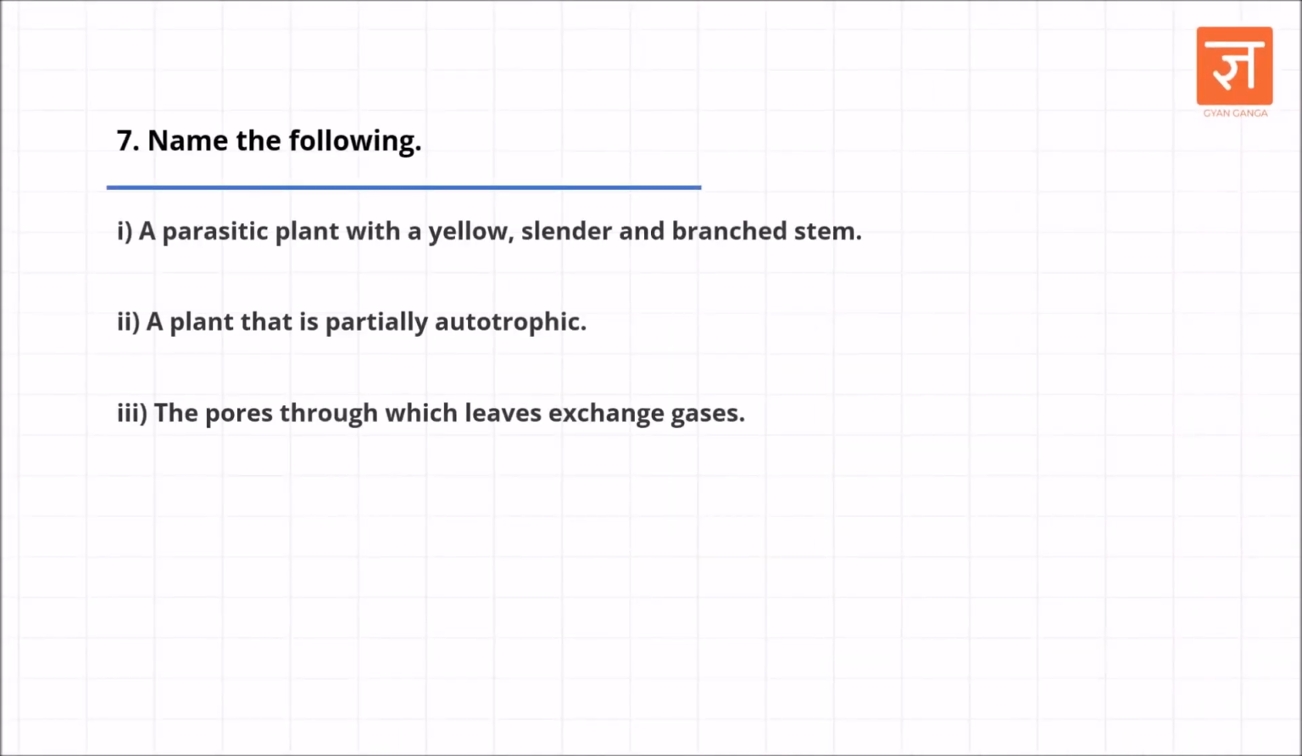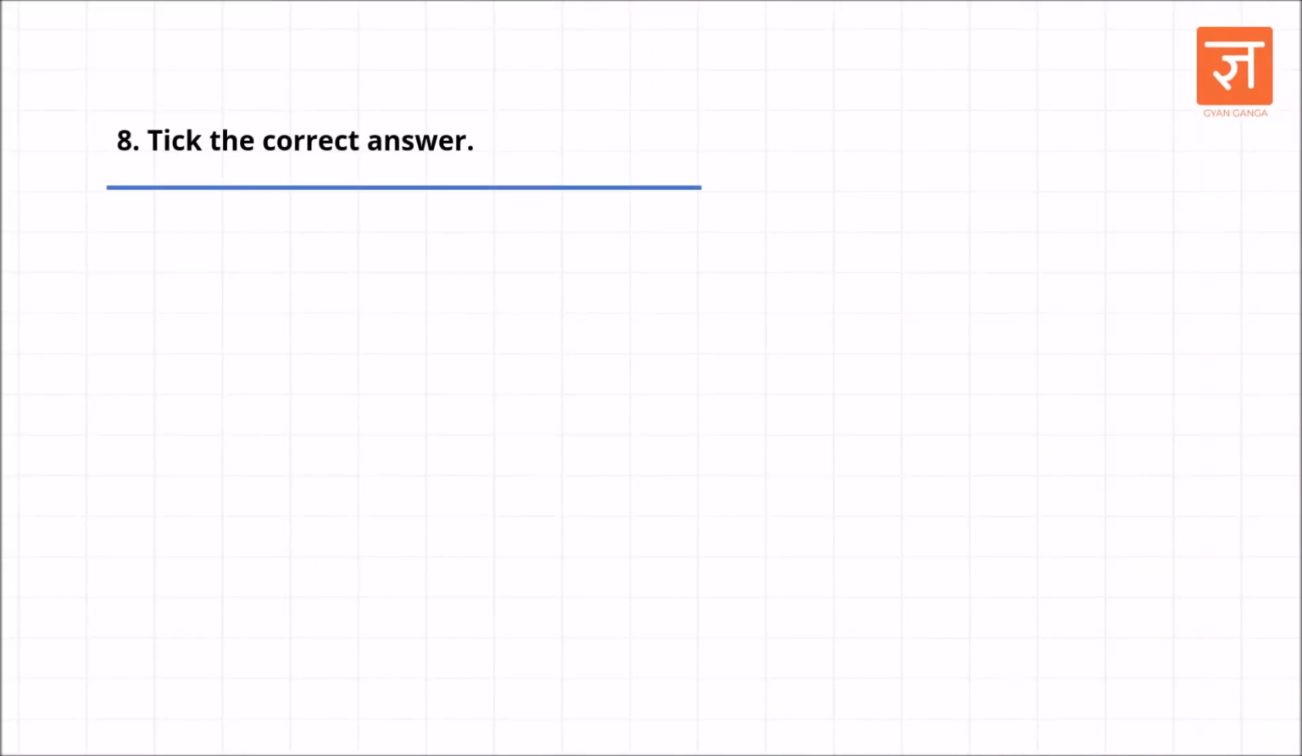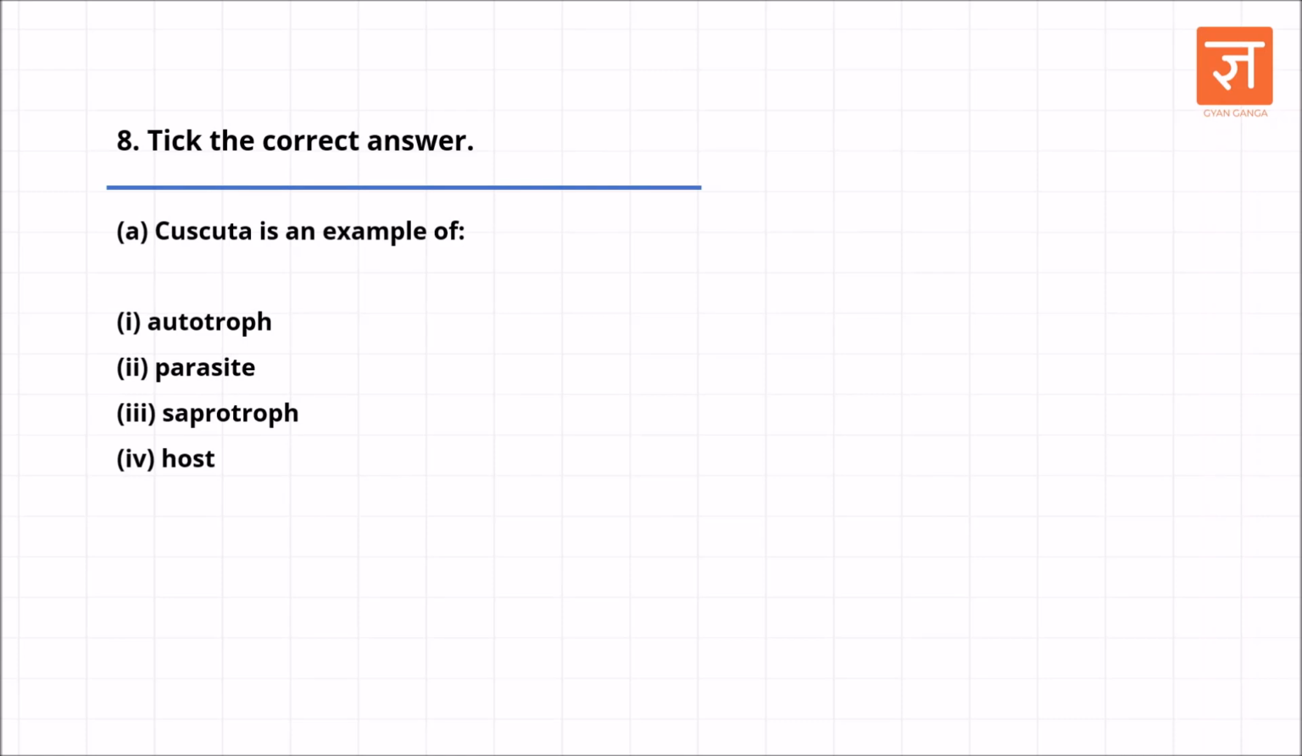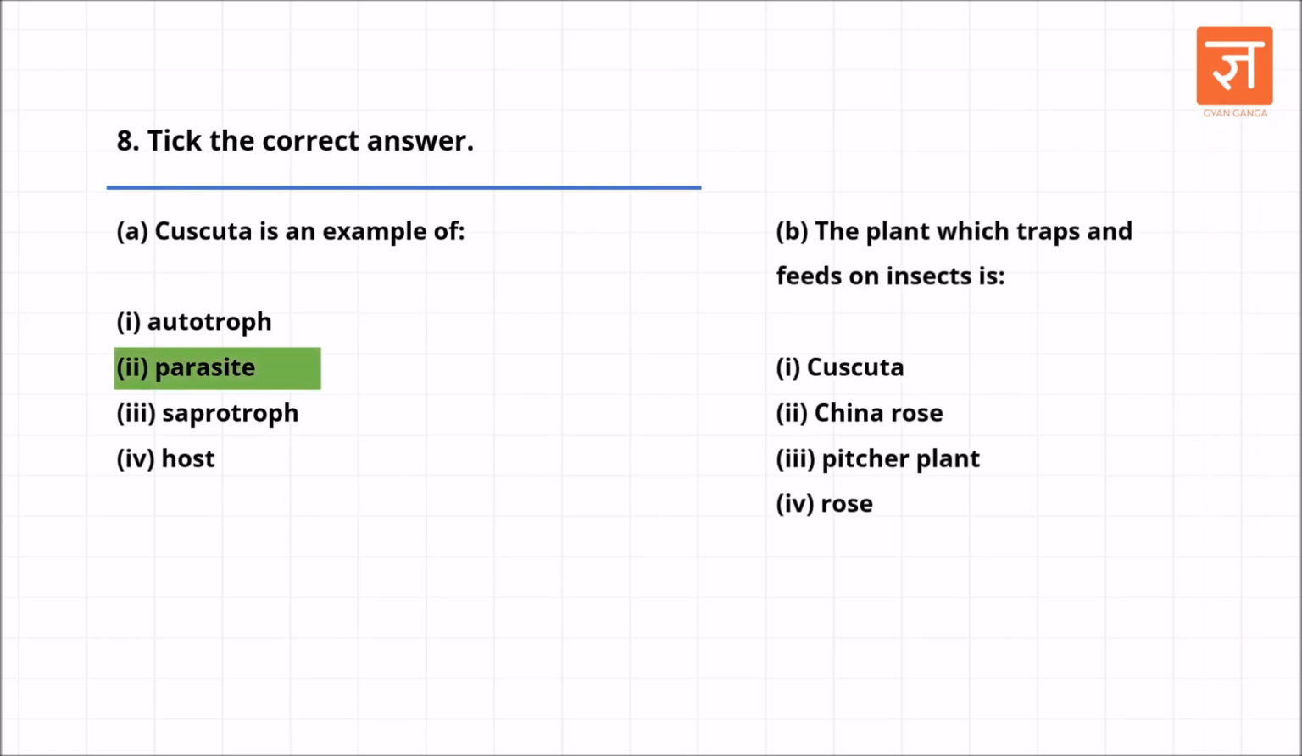Clear? Now let's name the following. A parasitic plant with yellow slender branching stem: Cuscuta. A plant that is partially autotrophic: pitcher plant. The pores through which leaves exchange gases: stomata. Now choose the correct answer. Cuscuta is an example of a parasite. The plant which traps and feeds on insects is the pitcher plant.